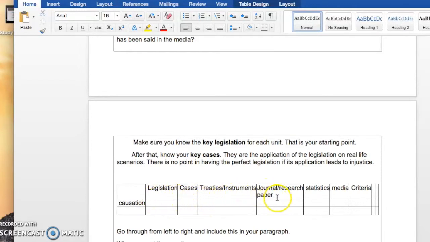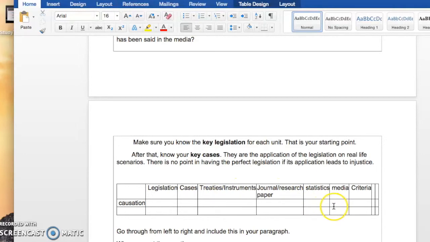Then you'd go to journal, research papers, statistics, media. Then you go to the criteria, and that is really how you are analyzing. Not everything is going to be relevant. You may have legislation and a case, and there may be no treaty or instrument about it. Or there may be no media article that you really specifically want to speak about. Then you go into the criteria. You're obviously not going to go through each section of the criteria because not each section is going to be relevant. Okay?